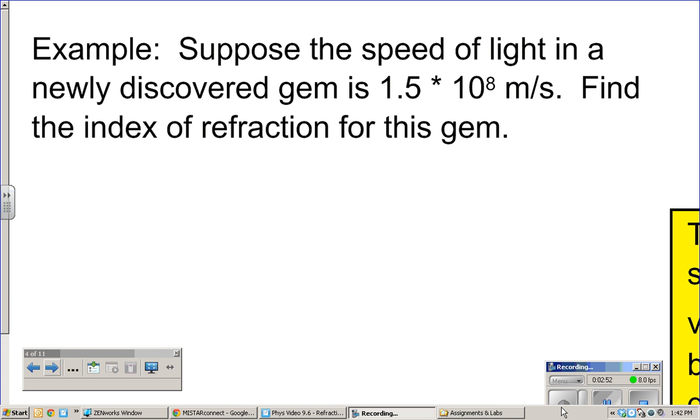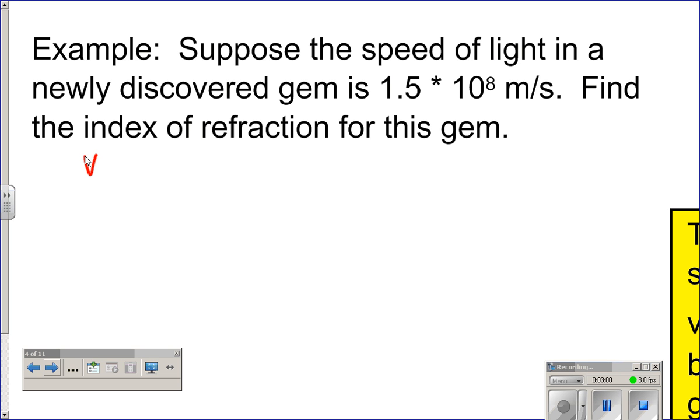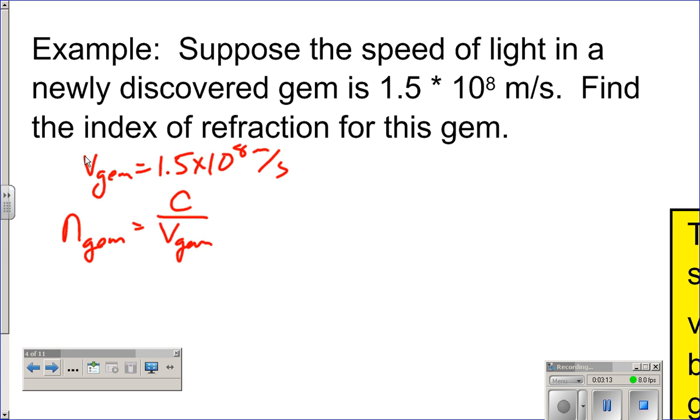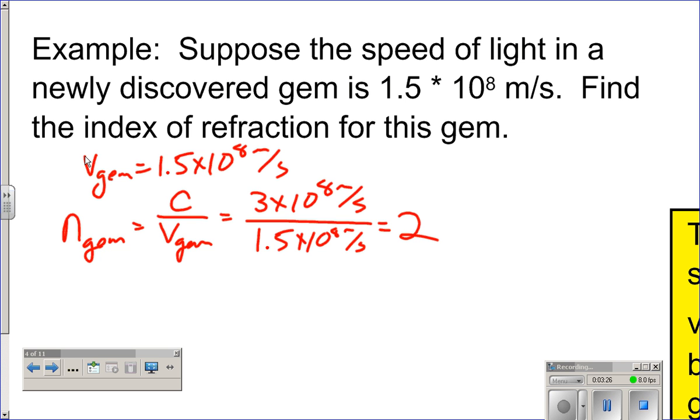So for example, suppose I gave you some sort of new gem, and I told you that the speed of light in that gem was 1.5 times 10 to the 8th meters a second. So what we know is the velocity of light through this gem is 1.5 times 10 to the 8th meters per second. To find the index of refraction for this gem, we would take c and divide it by the velocity of light in the gem, which is 3 times 10 to the 8th meters per second divided by 1.5 times 10 to the 8th meters per second, and it gives us 2. Notice there are no units because the meters per second cancel, so you do in fact just get 2.